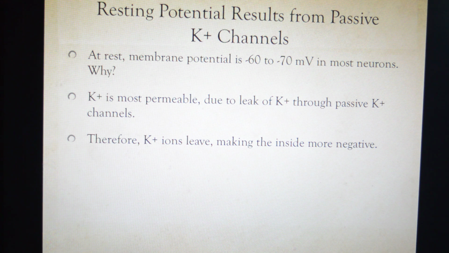Resting potential results from passive potassium channels. At rest, the membrane potential is negative 60 to negative 70 millivolts. And why? It's because potassium is most permeable, due to the leak of potassium through passive potassium channels. Potassium ions leave, making the inside more negative.